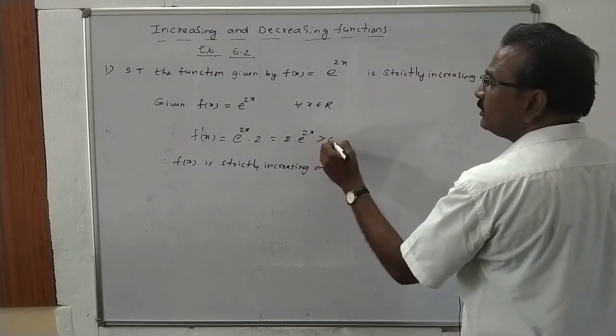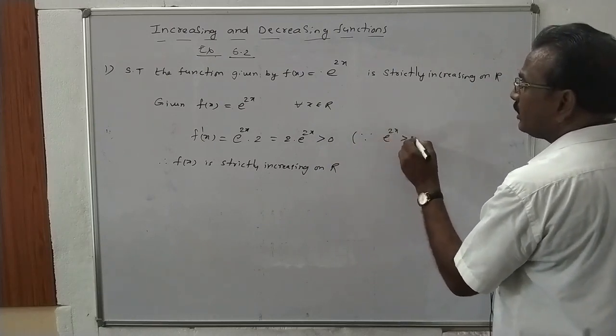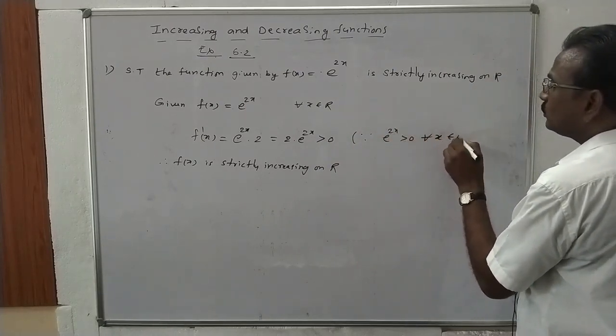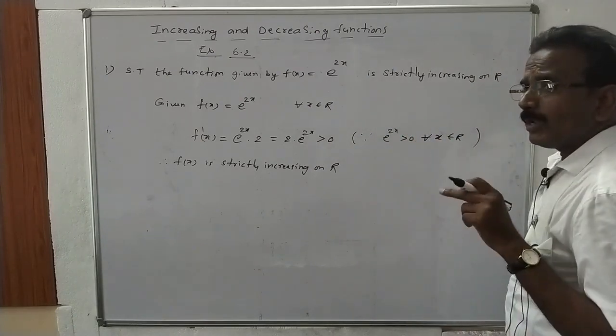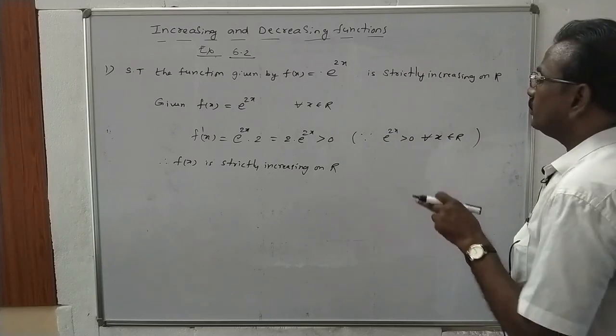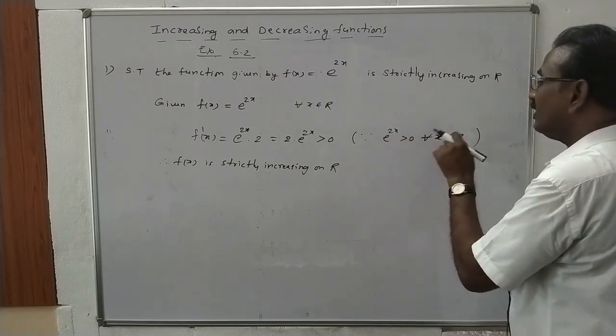So which is greater than 0? Since e power 2x is greater than 0 for all x belongs to R. Take any real number, exponential function cannot be negative and cannot be 0. Strictly, the exponential function value is greater than 0 for any real number x.